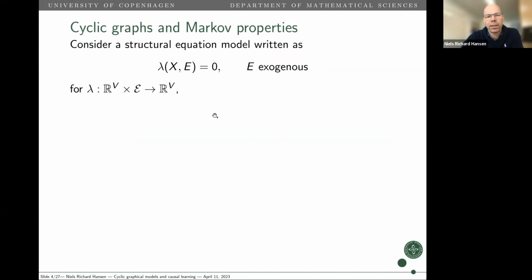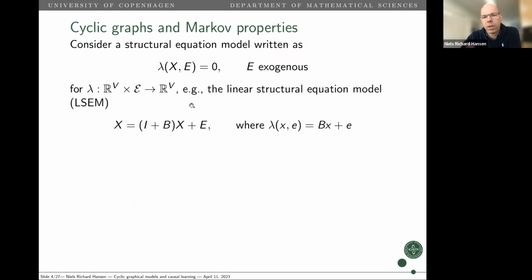We write it like this. There's a function here. These are the variables x that we observe, sometimes called the endogenous variables. And then there are some additional variables that we call exogenous. And there is an equation that relates these endogenous and exogenous variables. This might have a causal interpretation as a structural equation model, and there might be cycles in this model.